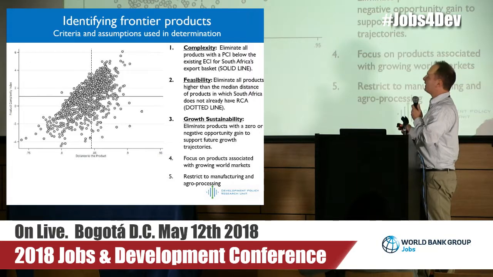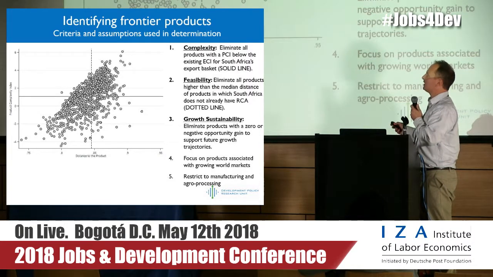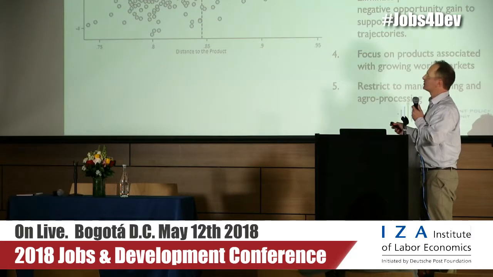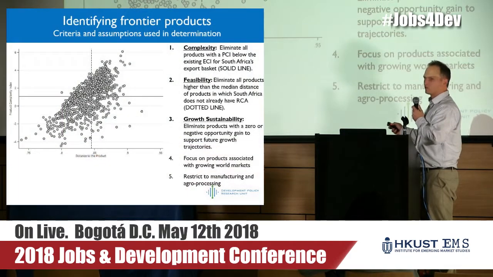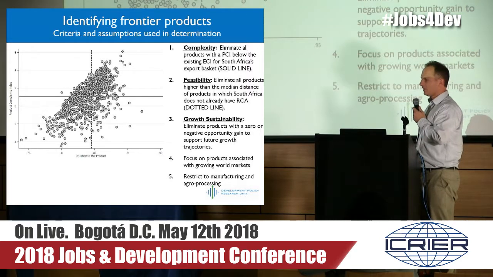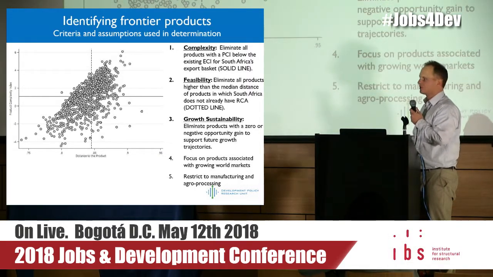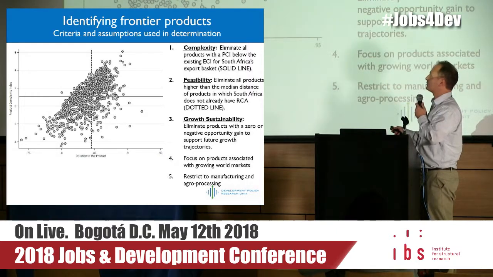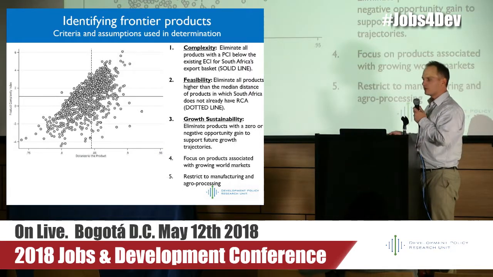Then we drop from here any products that have a zero or negative opportunity value, or opportunity gain. We also eliminate products that have a decline in shares or decline in global markets. That gets rid of a lot of products that are remnants of your trade nomenclature, a product that's no longer produced globally, or a change of classifications. So it's over here, and then we focus on manufacturing and agro-processing.